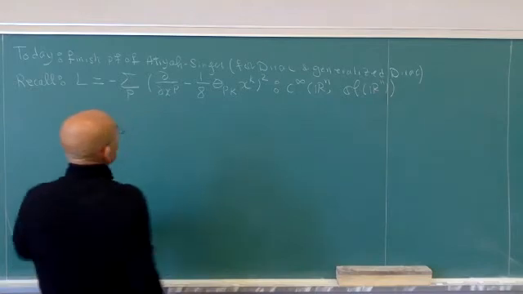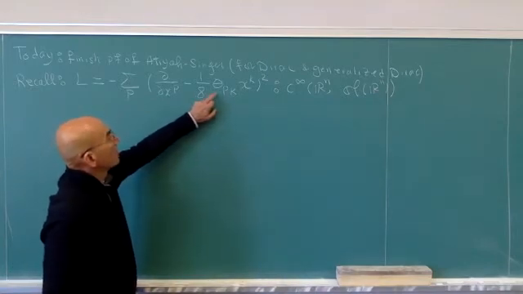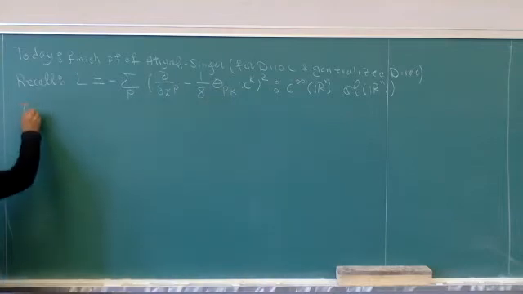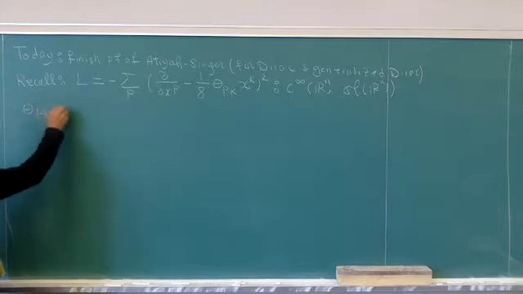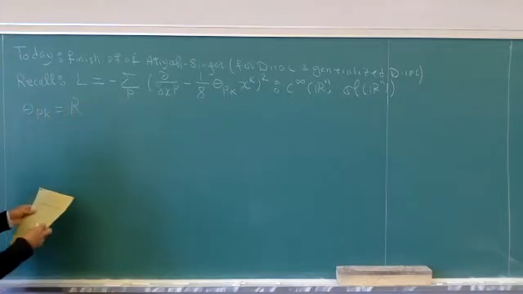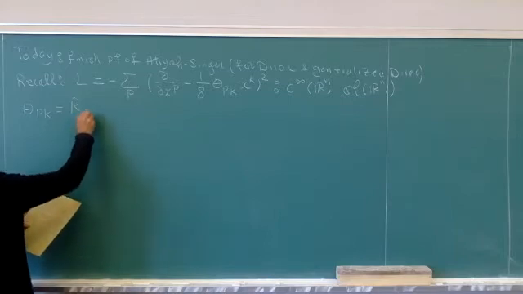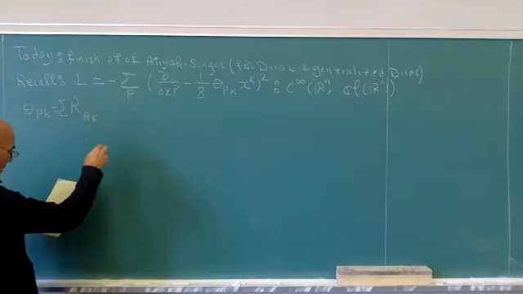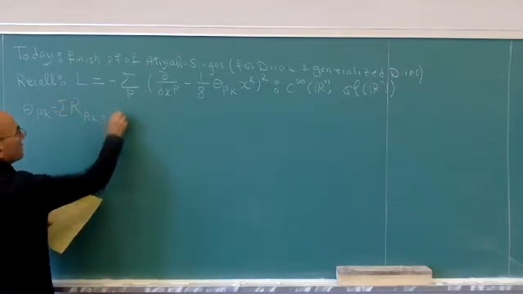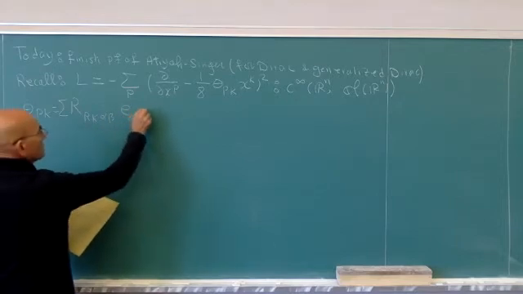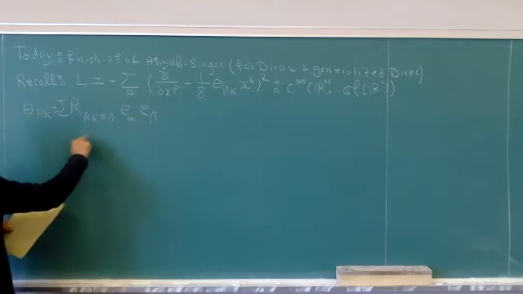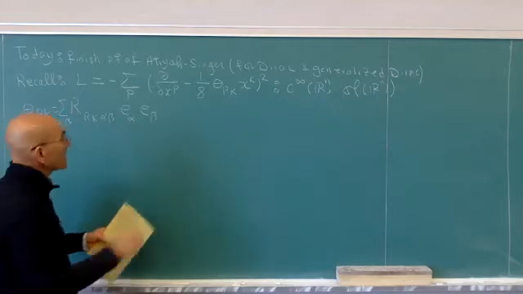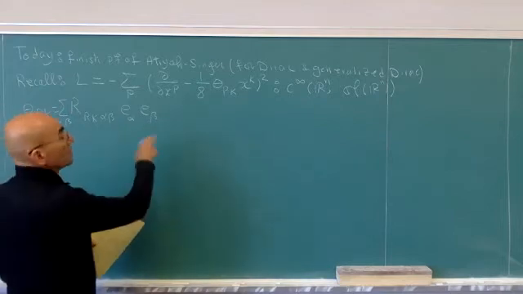Okay. Well, the only connection to our manifold in geometry is this theta_pk. So theta_pk is R_pk, I mean, this is a sum. So R_pk,alpha beta, e_alpha e_beta, and the summation is over alpha and beta. So this acts by exterior multiplication.